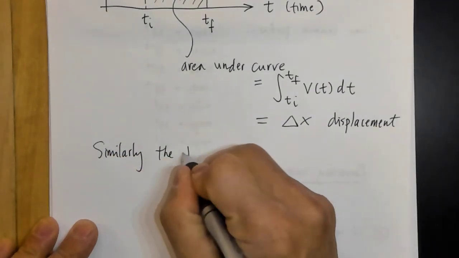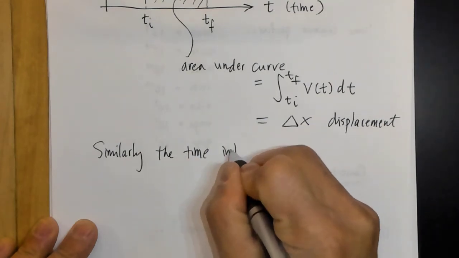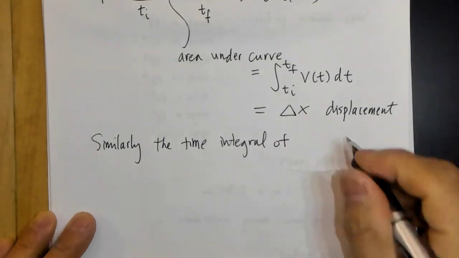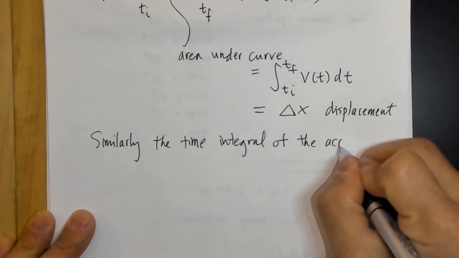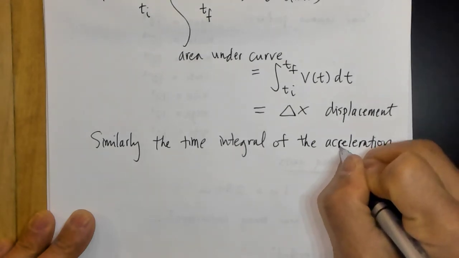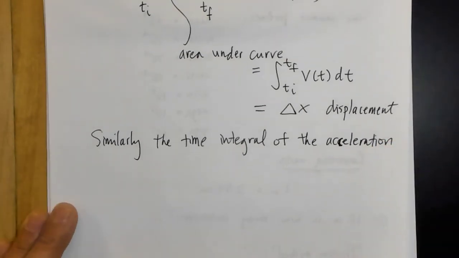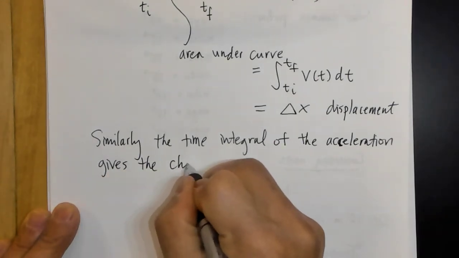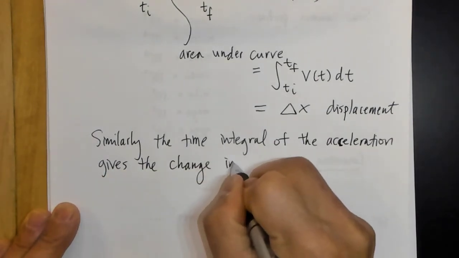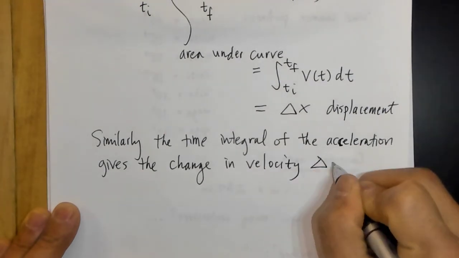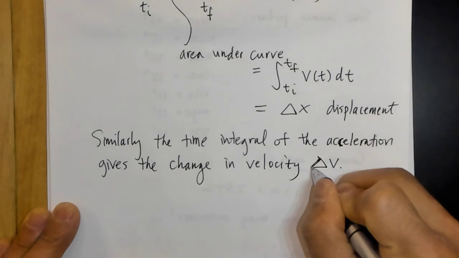The time integral of the acceleration gives the change in velocity, delta v, rather than delta x.